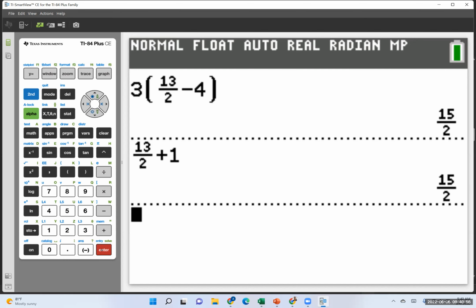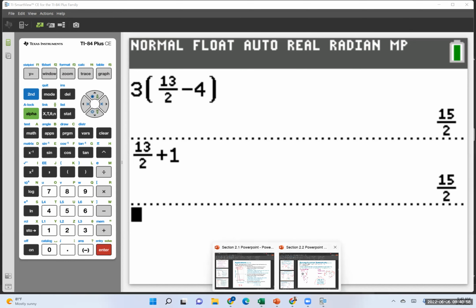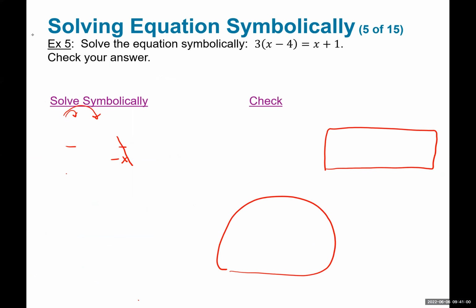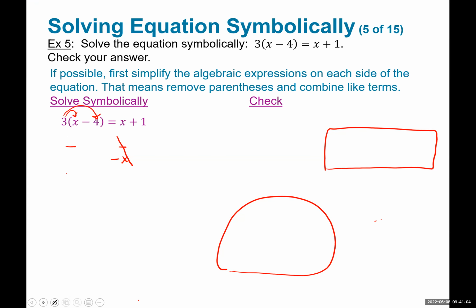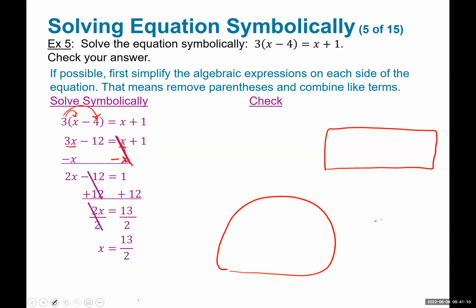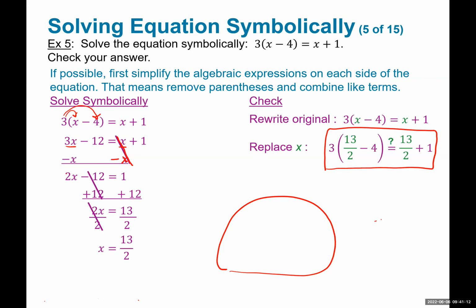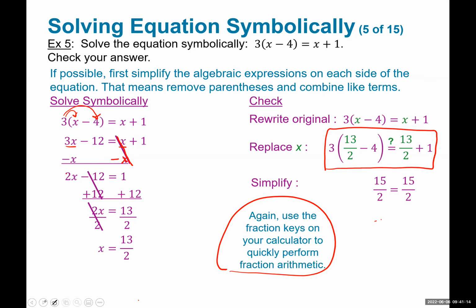Okay. Let's go back to 2.2 and continue. So we said we use a calculator and boom, that is good. It checks.